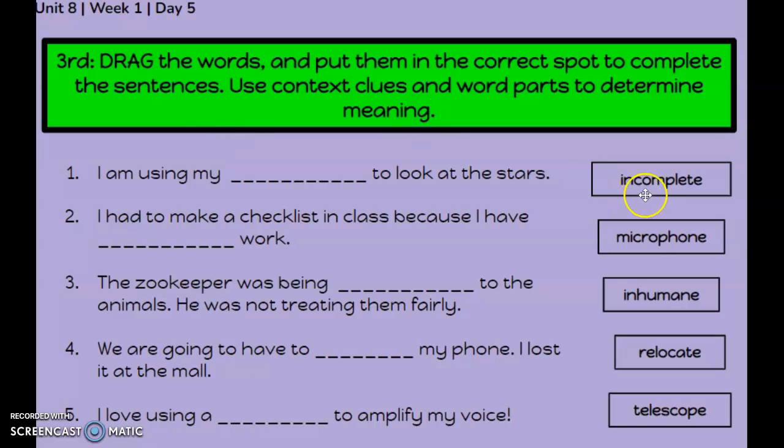Your words are incomplete, microphone, inhumane, relocate, and telescope. Here are the sentences. I am using my blank to look at the stars. I had to make a checklist in class because I have blank work. The zookeeper was being blank to the animals. He was not treating them fairly.